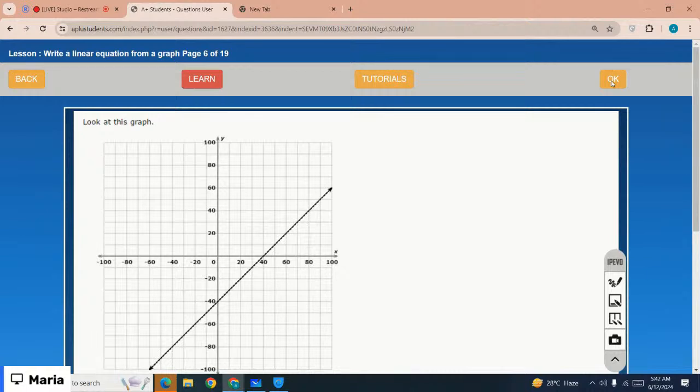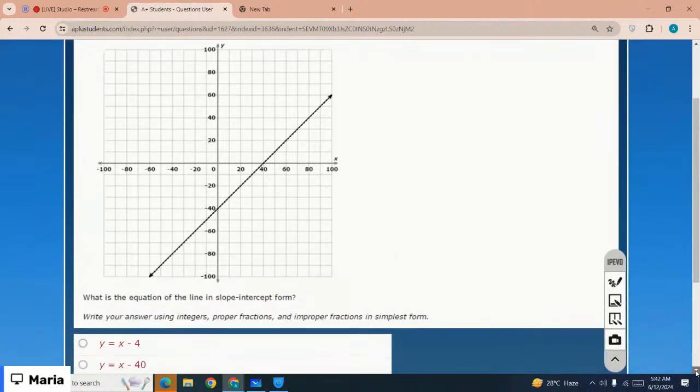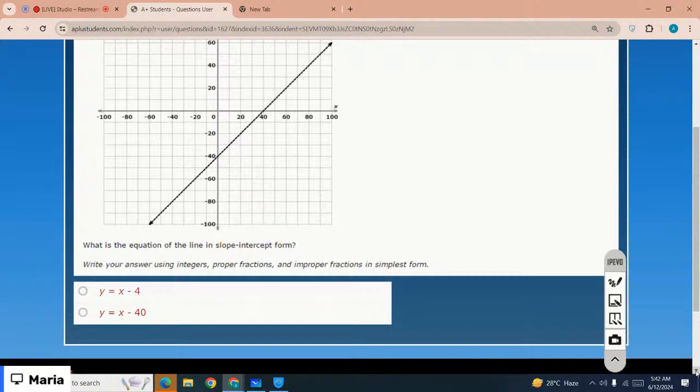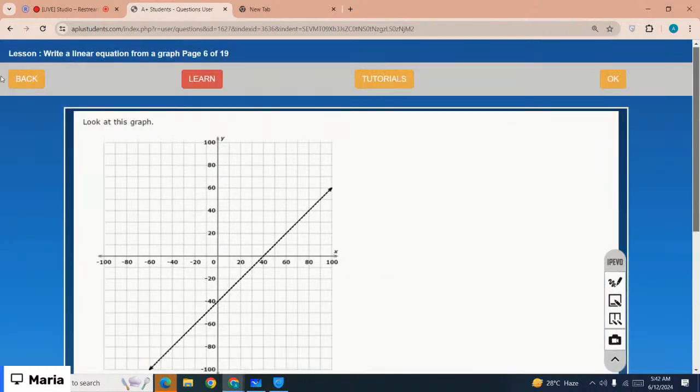Look at this graph. What is the equation of the line in slope-intercept form? Which is the correct option? Option number 2 is the correct option, right? y minus x equals 40 is the correct option. You can complete the lesson by yourself later today.